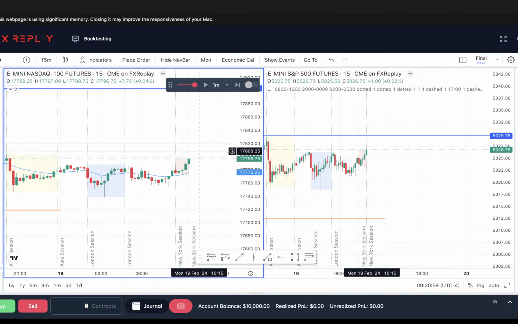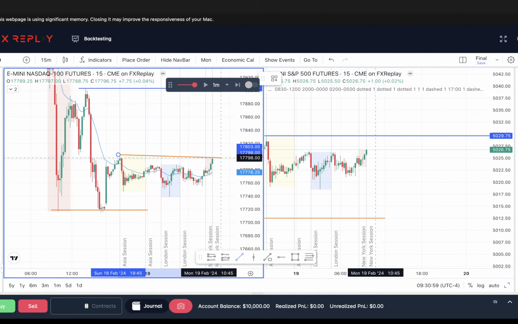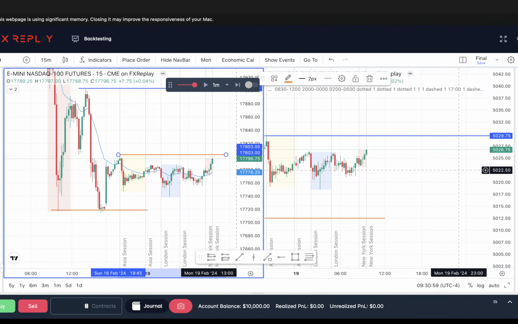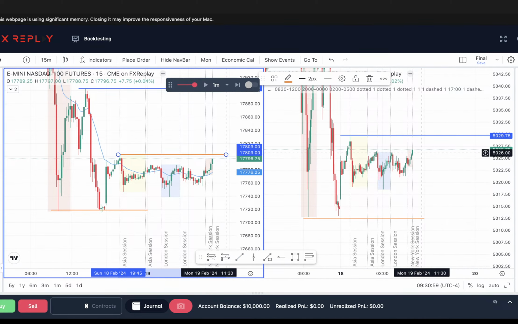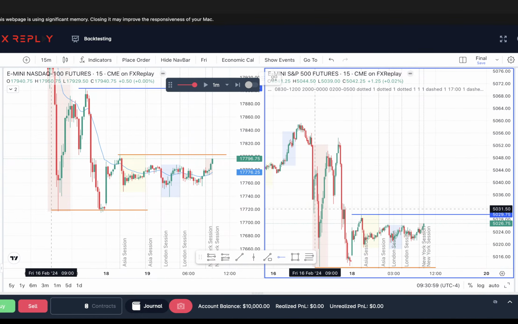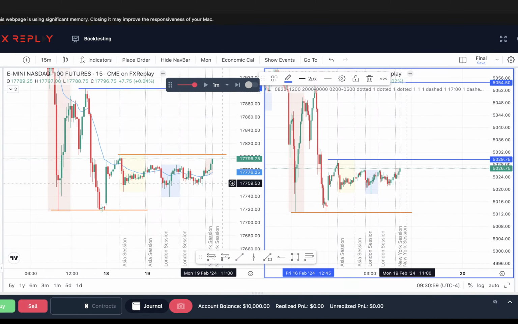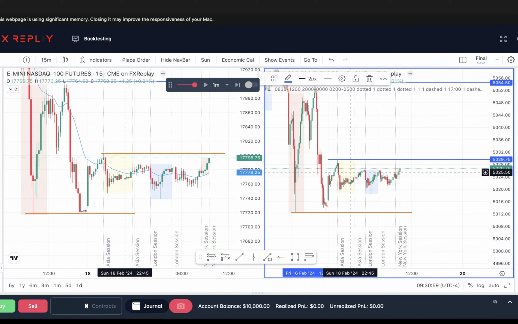That makes sense. We do have an Asian high here, which is, oh, I see. This is the liquidity point. This is the high one. This is the lower time frame one.